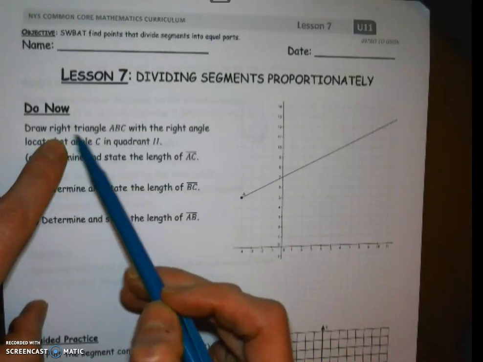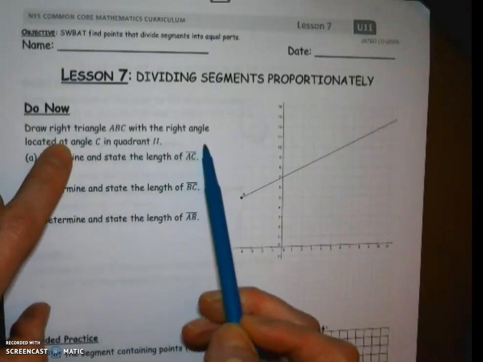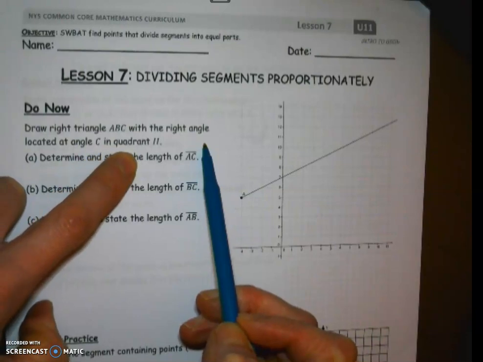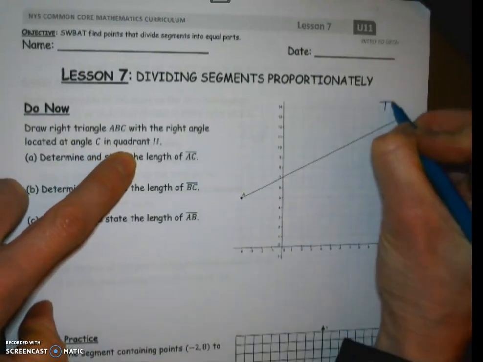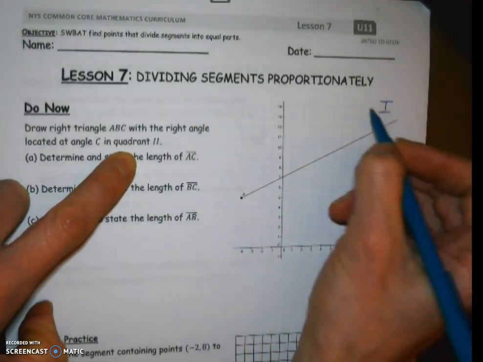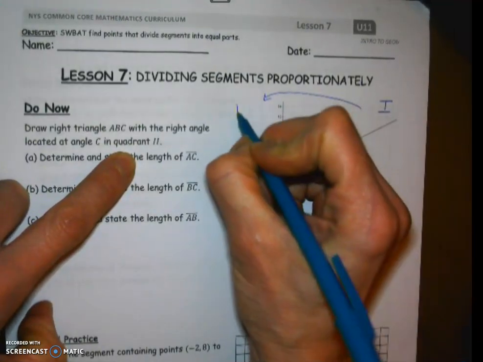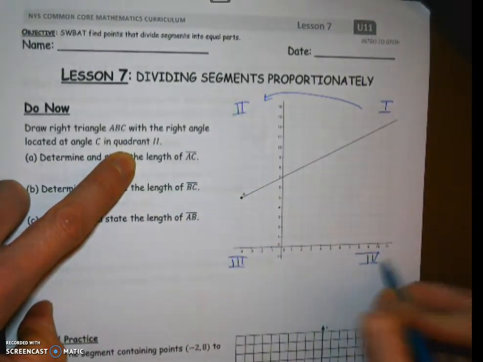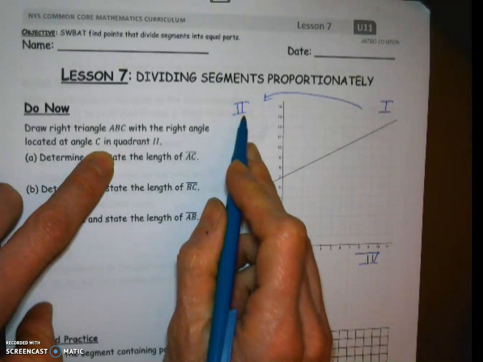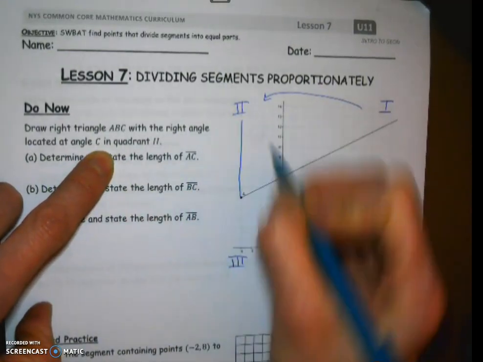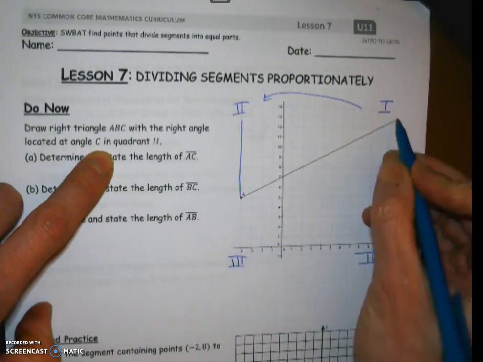For the do now, we're going to draw a right triangle ABC with the right angle located at angle C in quadrant 2. So let's remember where our quadrants are. Quadrant 1 is where all of our points, X and Y, are both positive. Then it seems to go backwards, but that's actually the direction of a positive rotation. So because they want angle C in the second quadrant, we're going to put the right triangle this way, as opposed to going over and then up.